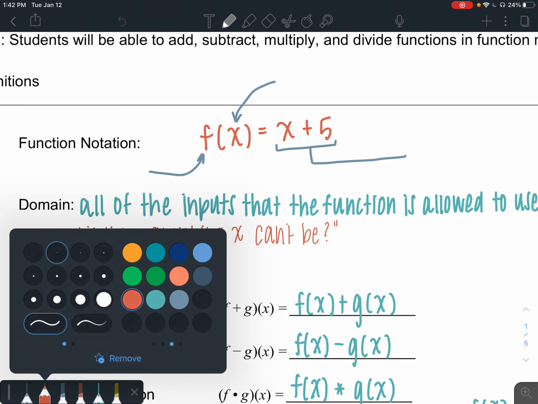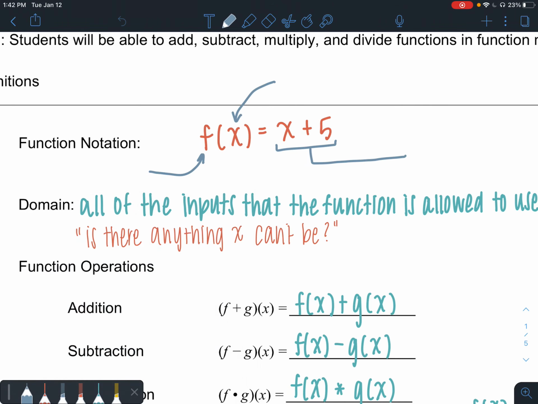Okay, so here are each of those parts. Let me label here. That f is the name of the function. The x is the input, and that x plus 5, anything to the right of the equal sign, is the function value.